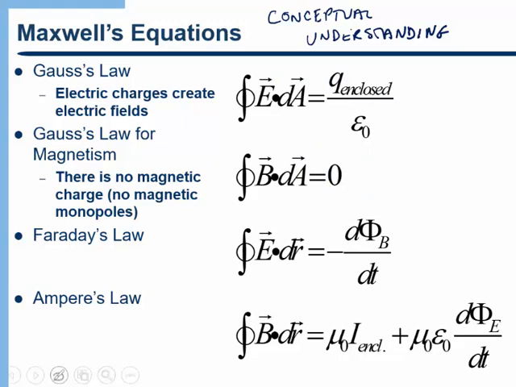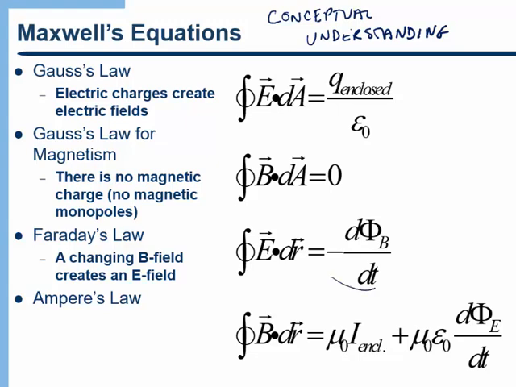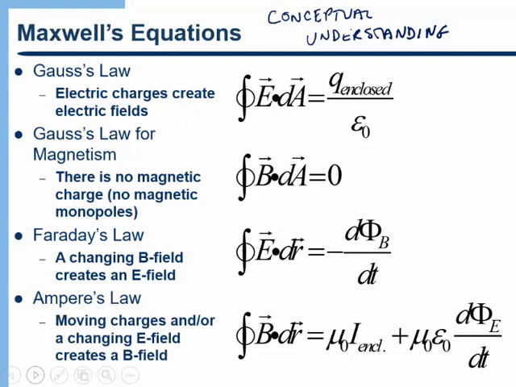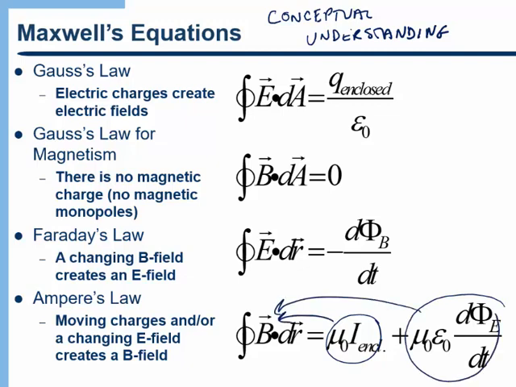Faraday's law, as we learned in the last chapter, tells us that a changing magnetic field will produce an electric field. Now in the last class, we talked about getting an induced voltage. But remember, fundamentally, that means it's creating an electric field. So changing magnetic fields create electric fields. And then finally, for Ampere's law, moving charges, in other words, currents, or changing electric fields create magnetic fields. So that's the story that Maxwell's equations are telling you.